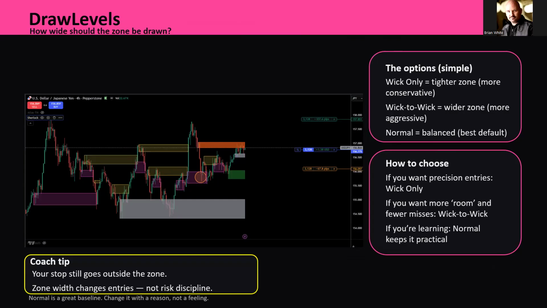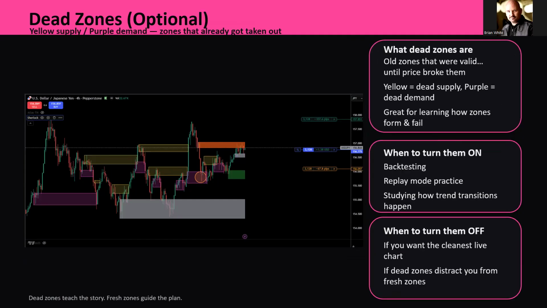And no matter what, your stop discipline matters more than any of these box widths. Okay, you have to have discipline with your stop. That's the key. And then we've got the dead zone. As we mentioned, the dead zone is optional. Dead zone just means a zone that's already been completed, represented by the purple and the yellow.